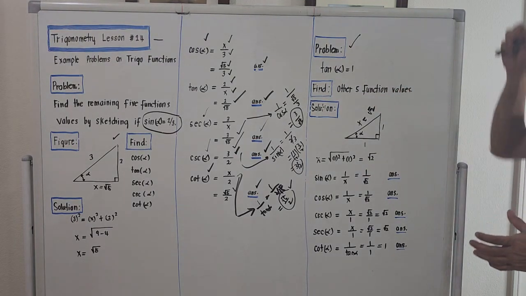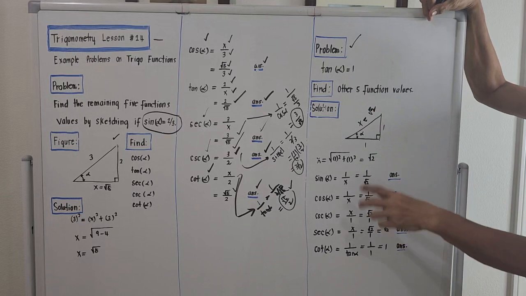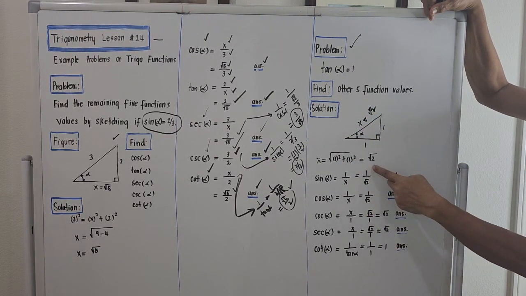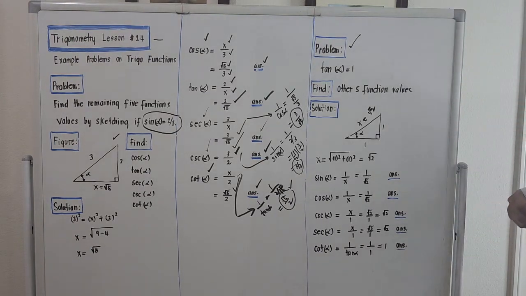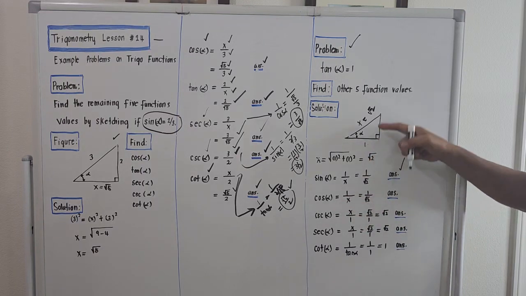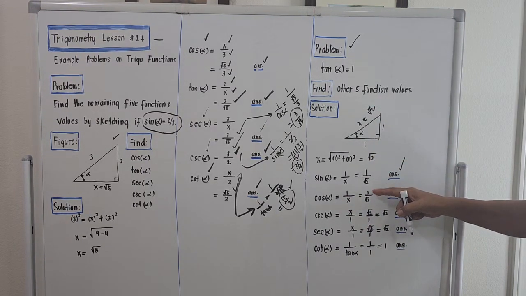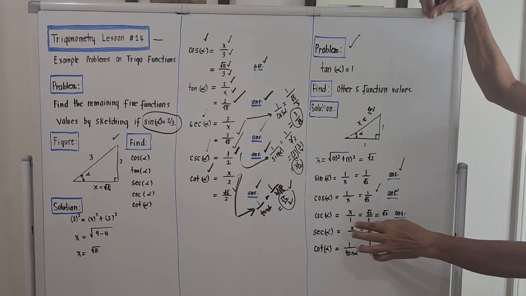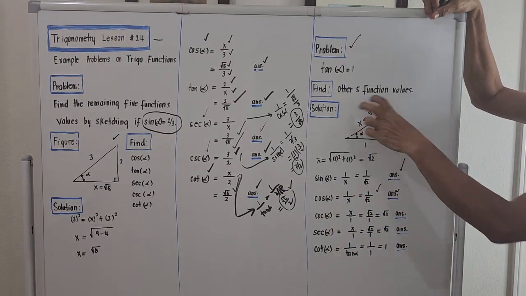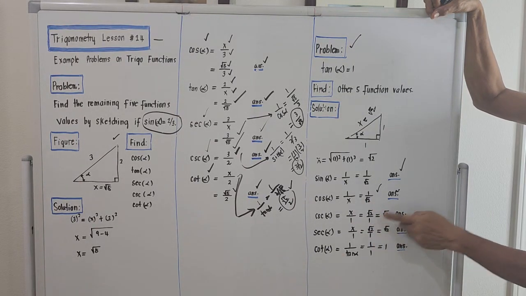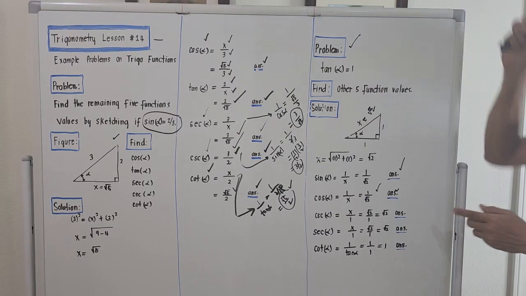Right? For sine, it will be opposite over hypotenuse. So this is 1 over x. This is 1 over square root of 2. That will be our answer. For cosine, it is adjacent over hypotenuse. So it's still the 1 over square root of 2. Okay? And that will be our answer for cosine of alpha. For cosecant, it will be hypotenuse over opposite. X over 1, or this should be square root of 2 over 1, or that will be square root of 2. That's the value of cosecant.